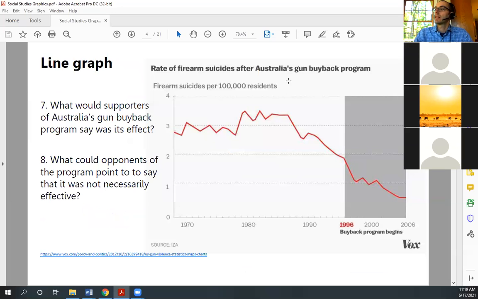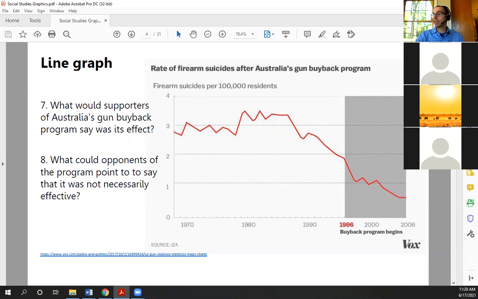Okay. This one, I found a long time ago when I made this, I found a lot of the graphs about guns. So there's a couple about guns here. This is a line graph, right? We all know a line graph when we see one. It's just a bumpy line, a measure of something. And this is the rate of firearm suicides after Australia's gun buyback program. Now, I just found this somewhere. I don't know the history behind it.